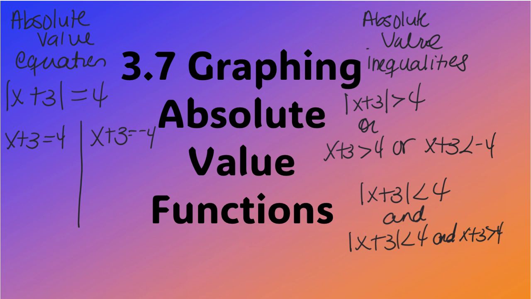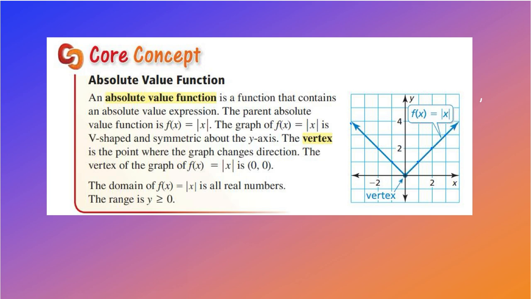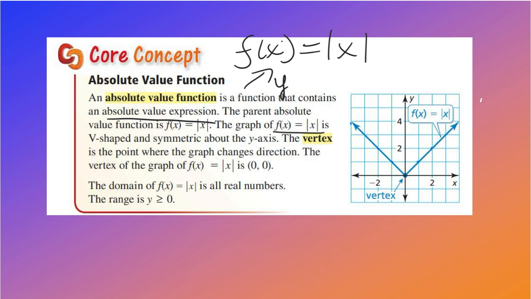Okay. But now we're going to be using it in absolute value functions. Let's go on to the next slide to introduce. Here we have absolute value functions, a function that contains absolute value expressions. So the parent absolute value function is going to be f(x) = |x|. Well, we know that this equals y. So in this case, the graph of f(x) is going to be a V shape and is symmetric about the y-axis.